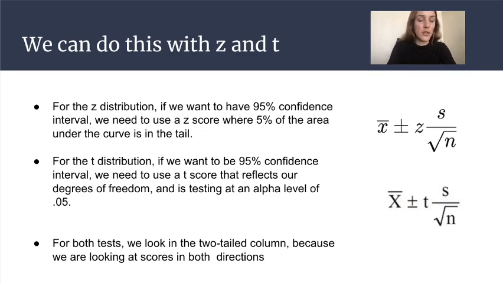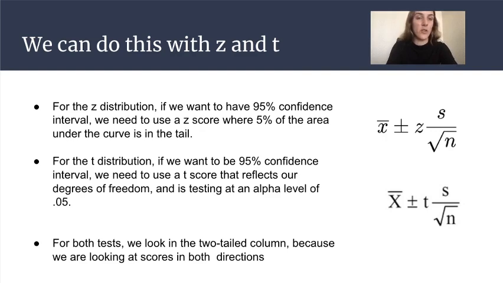For the Z distribution, if we want to have a 95% confidence interval, we need to use a Z-score where 5% of the area under the curve is in the tails. That should be tails with an S. I'll go ahead and fix that. That sounds familiar, doesn't it? That's like conducting a two-tailed hypothesis test. If we have a 95% confidence interval, we want 5% of the area under the curve in the tails. Likewise for 99%, we would want 1% of the area under the curve in the tails.